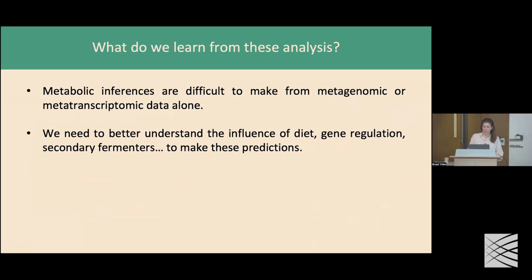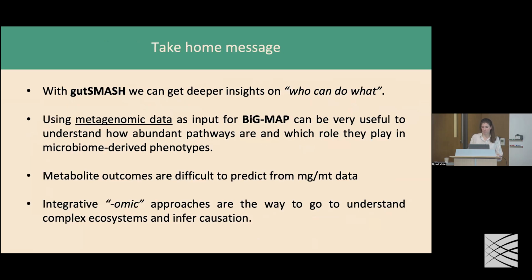So what do we learn from this analysis? Well, metabolic inferences are difficult to make from metagenomic or metatranscriptomic data alone. And this is important because there are tools that make such inferences. They might be very useful, but we have to be cautious about how we interpret these results. And then we need to better understand the influence of diet, gene regulation, secondary fermenters, and everything to be able to make such predictions more accurately.